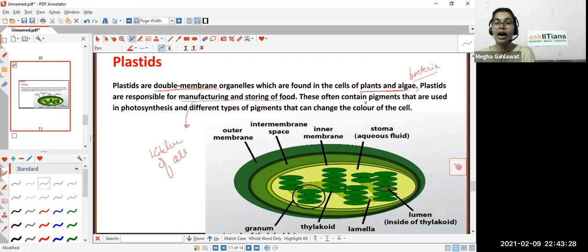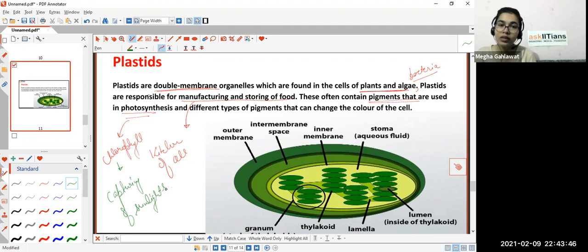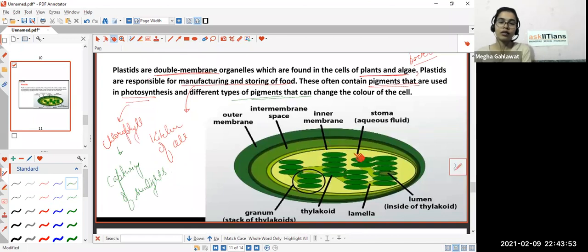Next, they have the pigments which are used in photosynthesis, which we call chlorophyll. And what does chlorophyll do? Chlorophyll helps in capturing sunlight, which helps in the photosynthetic process. There could be multiple different kinds of pigments as well. So we'll be discussing the plastid structure right here, and afterwards I'll give you the different types of plastids which are important for you to learn and revise.